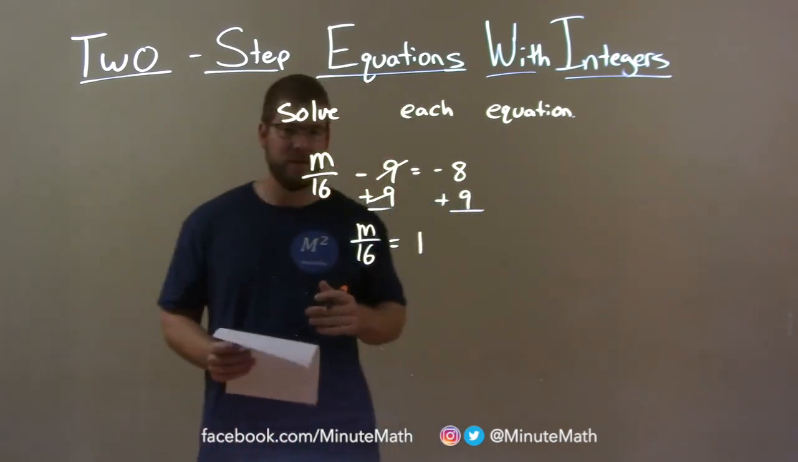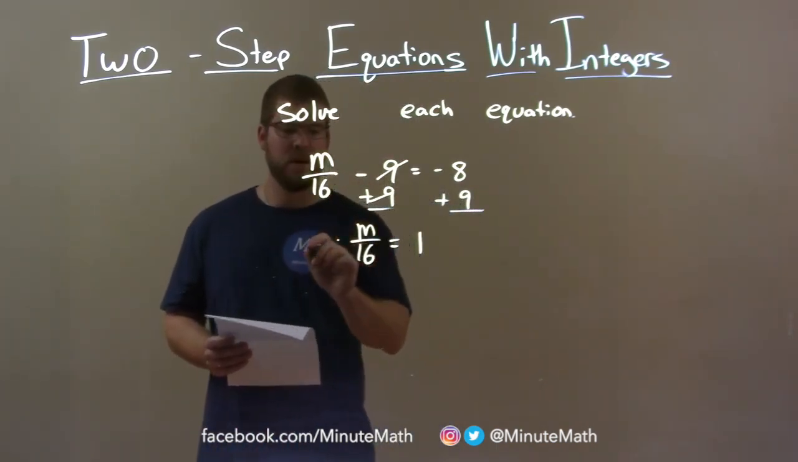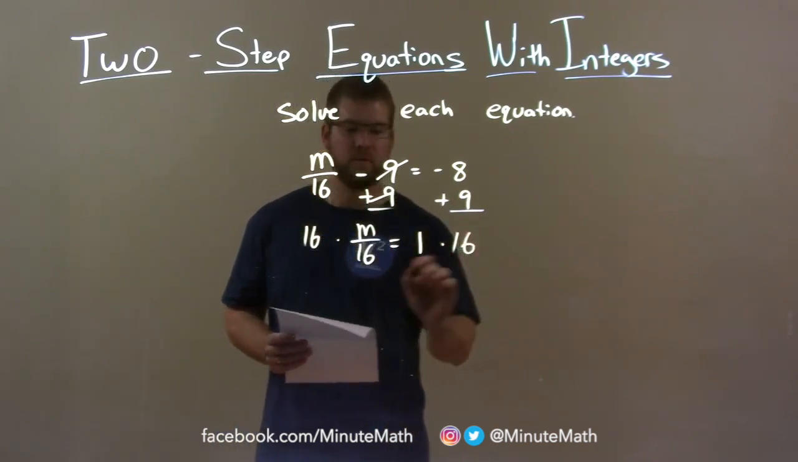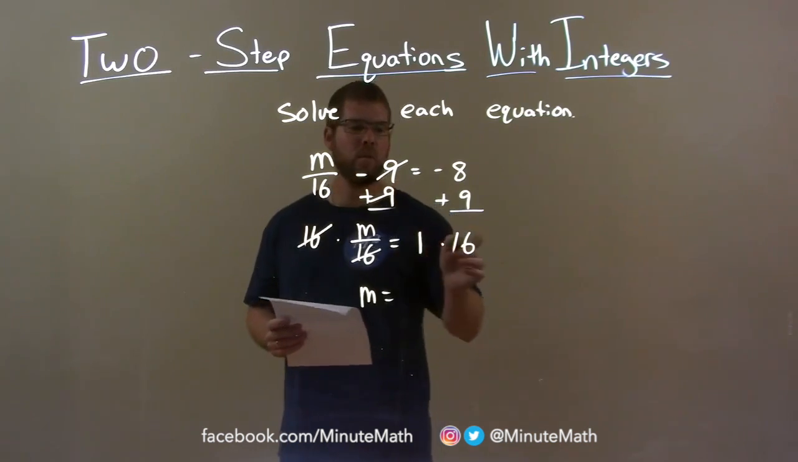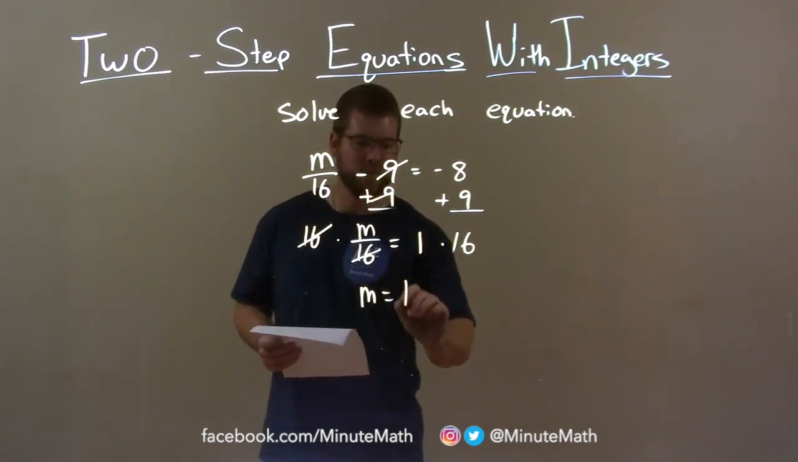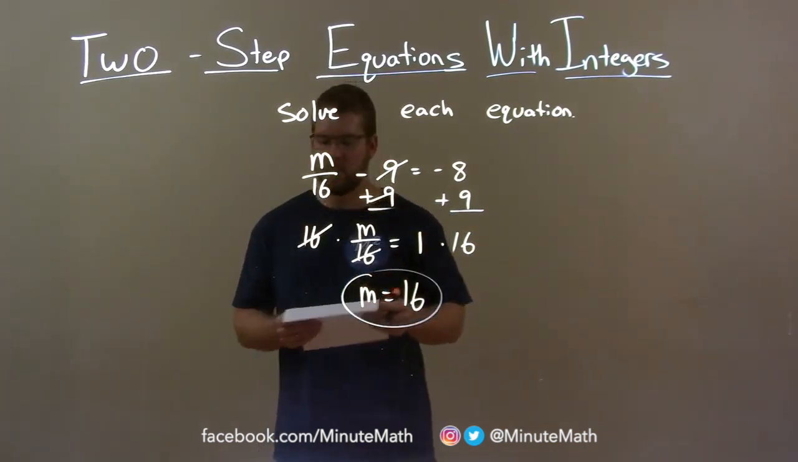Now, divided by 16, opposite of division, multiplication. Multiply 16 to both sides. 16's cancel, leaving me m by itself on the left, and 1 times 16 on the right, which is 16. So my final answer is just m equals 16.